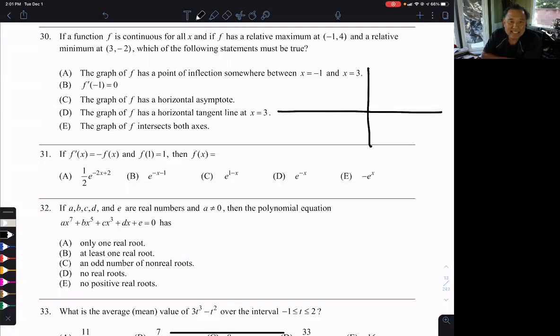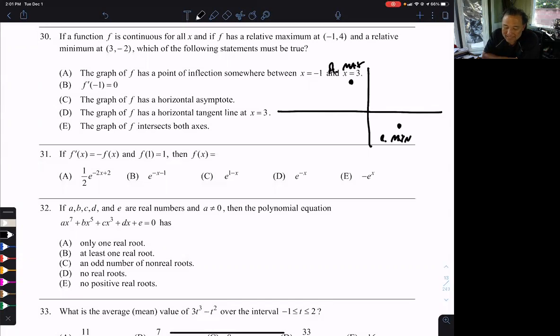So this is 1969, number 30. We're told at (-1, 4), we have a relative maximum. And then at (3, -2), we have a relative minimum. So that's a max, a rel min. I'll put an R for rel, relative.